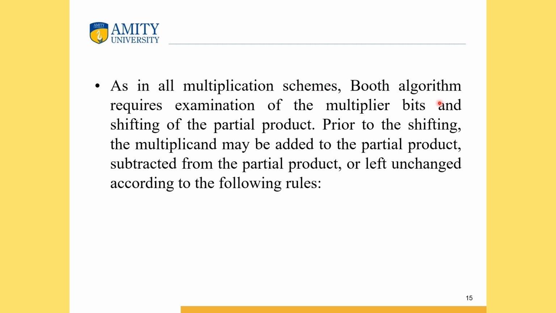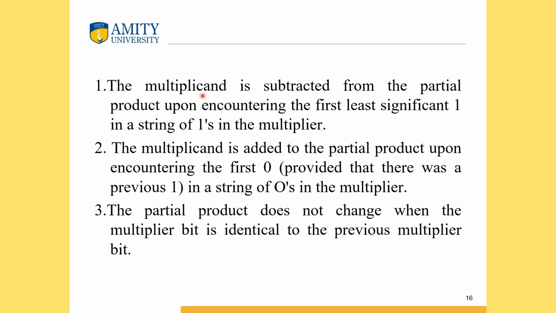As in the multiplication schemes, Booth algorithm requires the examination of the multiplier bits and the shifting of the partial product. Prior to the shifting, the multiplicand may be added to the partial product, subtracted from the partial product, or left unchanged according to the rules. Multiplicand is subtracted from the partial product upon encountering the first least significant 1 in a string of 1s in the multiplier. We add the multiplicand to the partial product if we have the first 0, provided there is a previous 1. So 0 1 is when we add. At 1 0 we subtract. Okay, and no change when the multiplier bit is identical to the previous multiplier bit.